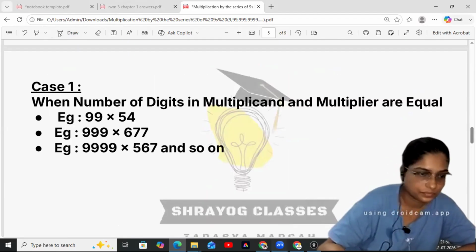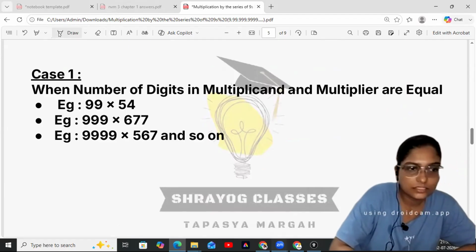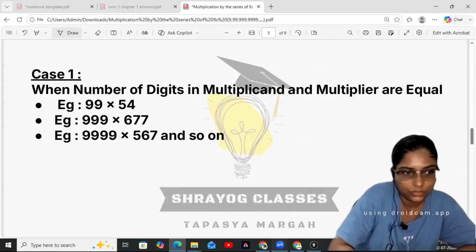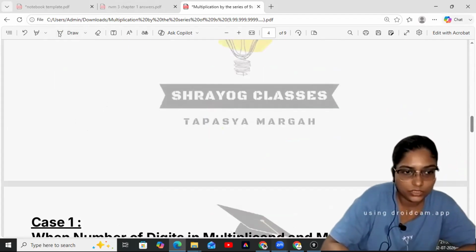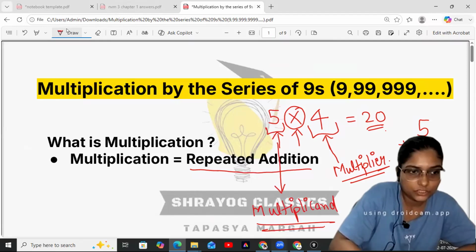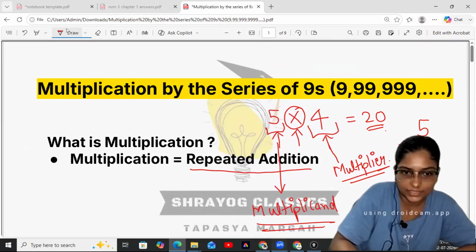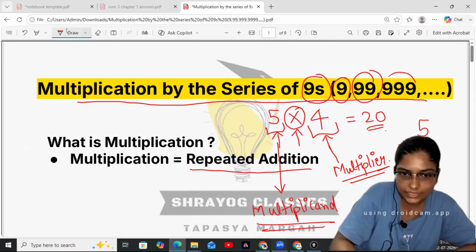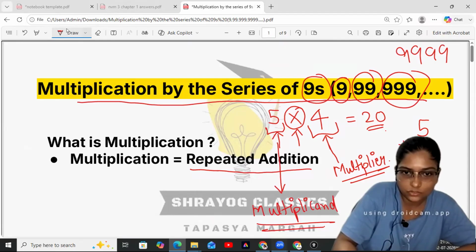Next, in this Vedic mathematics method, the topic we are going to learn here is multiplication by the series of 9. The series of 9s means numbers like 9, 99, 999, 9999, and so on.